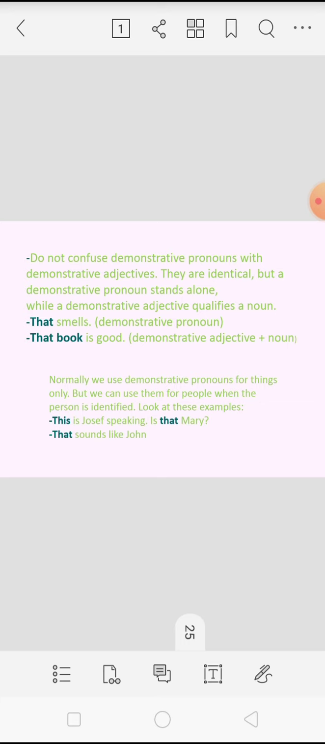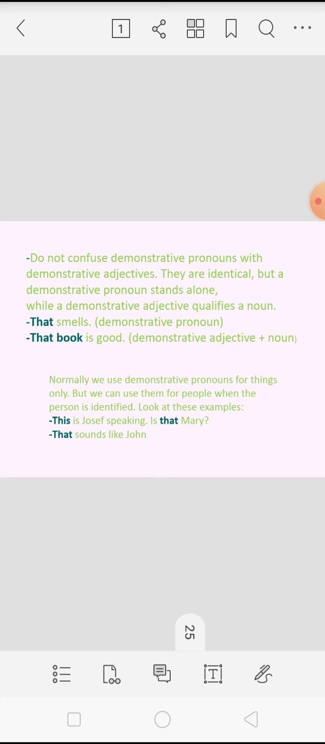Do not confuse demonstrative pronouns with demonstrative adjectives. They are identical, but a demonstrative pronoun stands alone. "That smells" is the demonstrative pronoun. "That book is good" is demonstrative adjective plus noun.